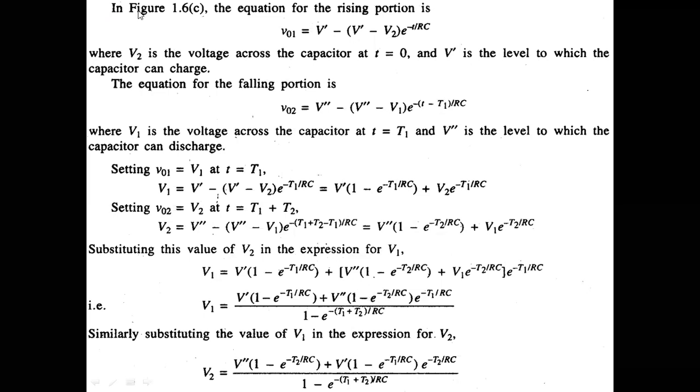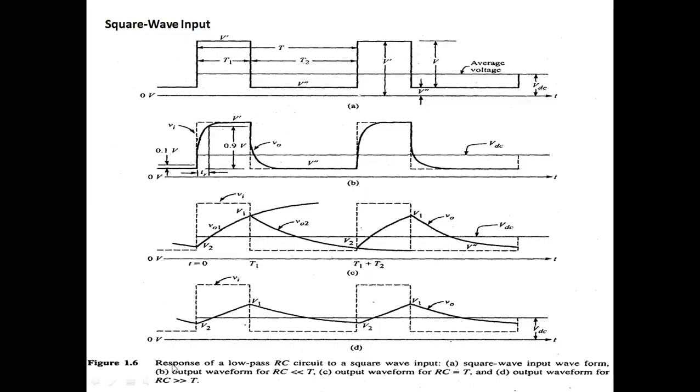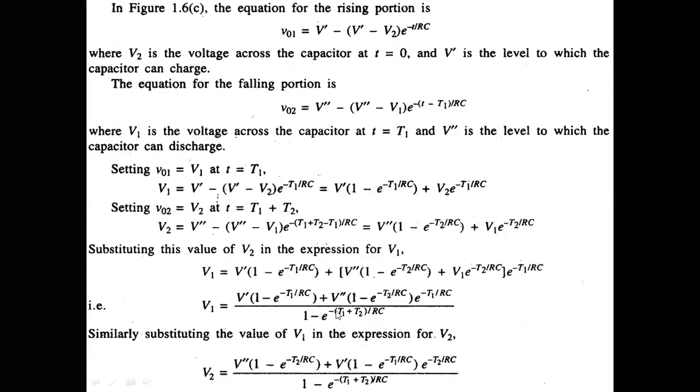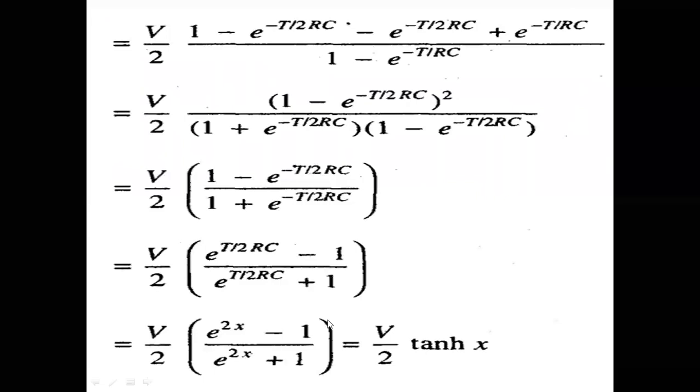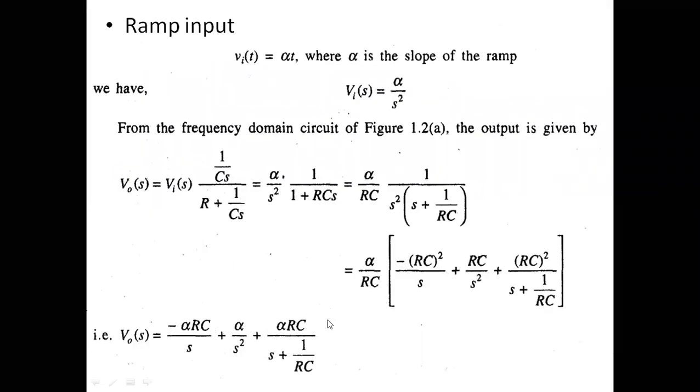Otherwise, you have to mention it like this in figure 1.6C. This is the C waveform, which is nothing but this output waveform with RC equal to T. I have derived the output voltage by considering this waveform. Therefore, you have to mention it like this and start the derivation. This is regarding your square wave. If you have any doubts regarding the square wave, you can ask. If you have any doubts regarding the derivation or the output voltage, you can put them in the chat.